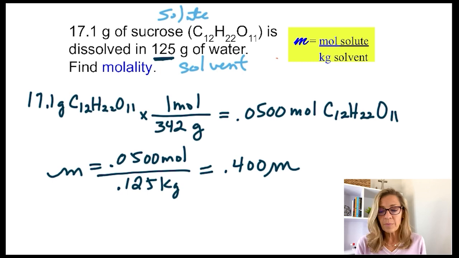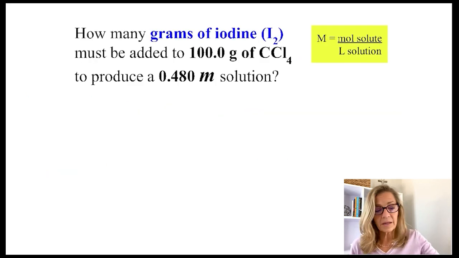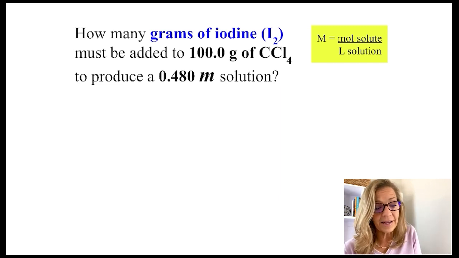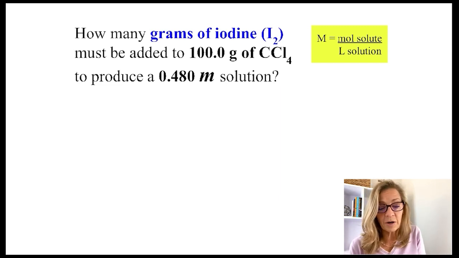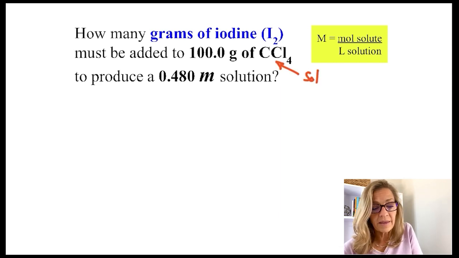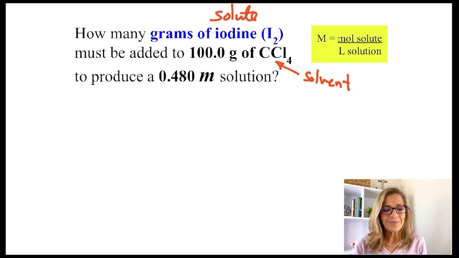All right, another problem. We've got to figure out what's the solvent and the solute. So the iodide is added to the CCl4. So this is my solvent, okay? And then that is my solute. So you've got to decide who's who in this case.